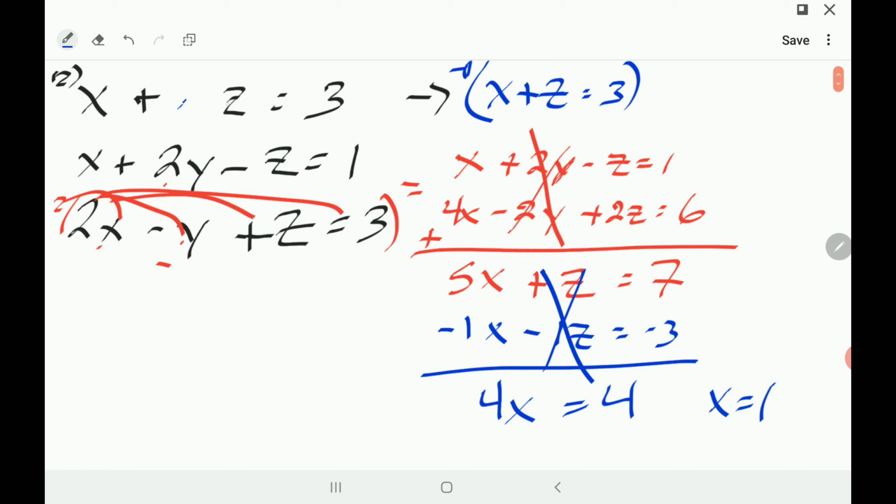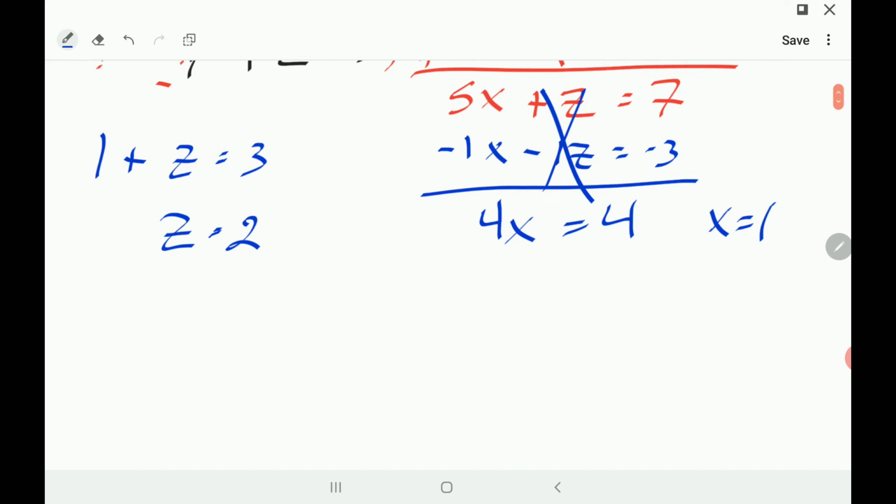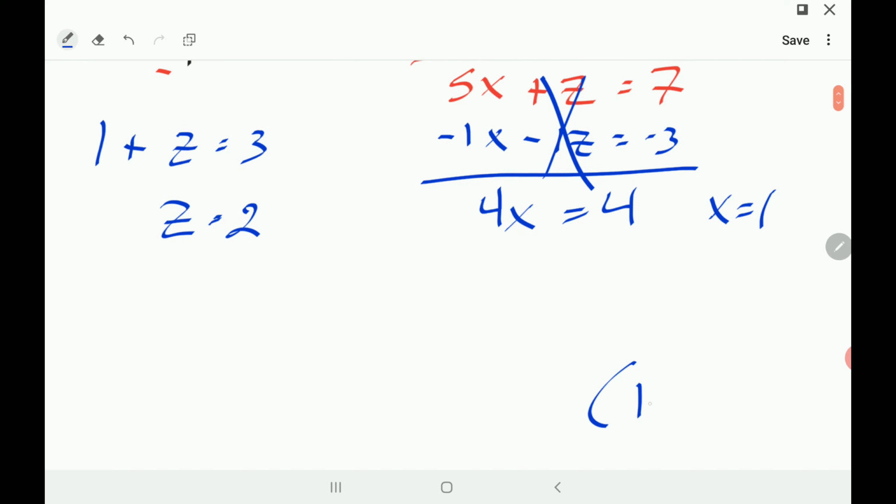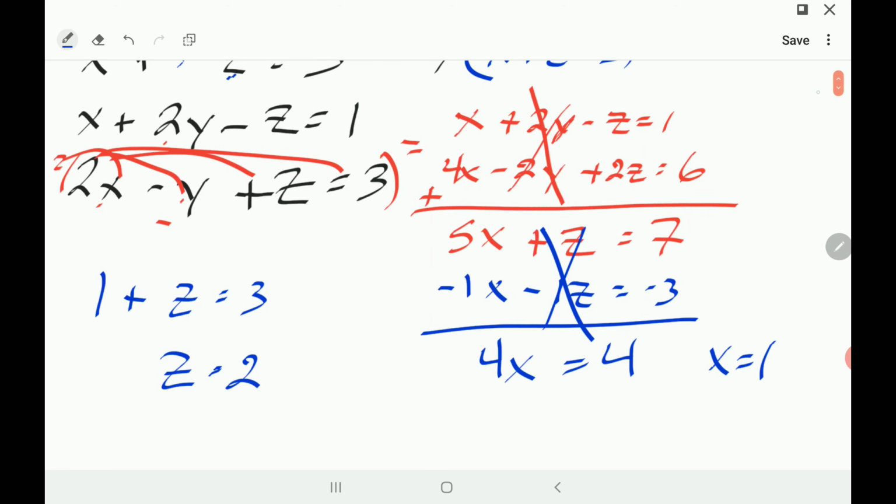So I'm going to plug this in here and solve for z. So what plus 1 gives you 3? So 1 plus z equals 3, which means z has to be 2. All right, so now I know x is 1 and z is 2. I don't know what y is. So I'm going to plug this into this middle equation here.